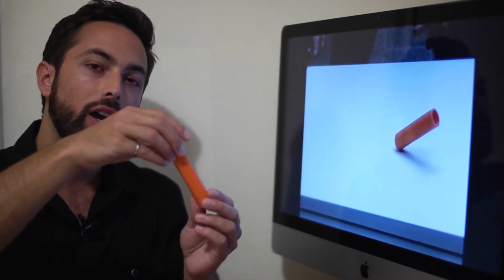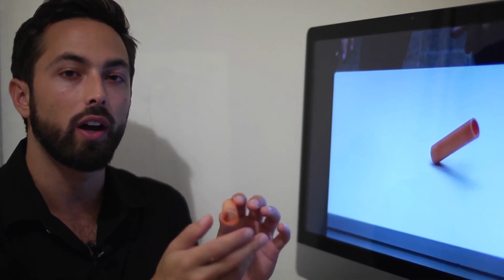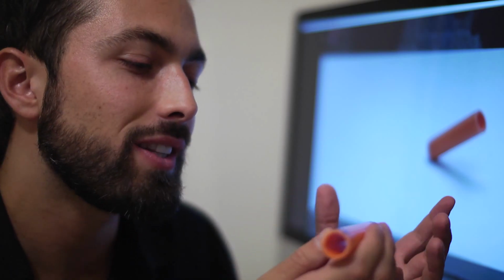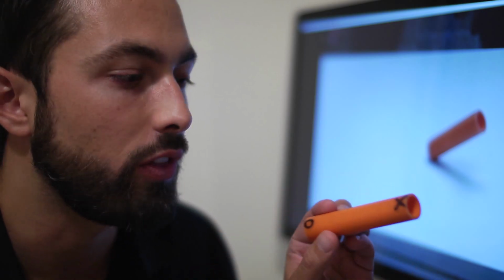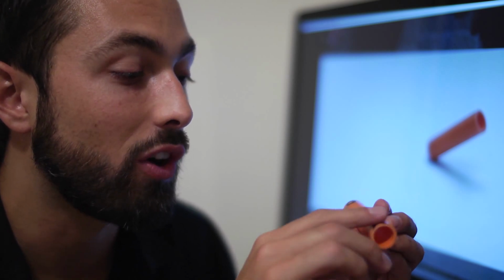So how does the spinning tube trick work? Well, a lot of you identified that the tube is rotating about its long axis, and it's also rotating horizontally about its middle. But how does that allow us to see one symbol and not the other? Well, let's say we press on the X.